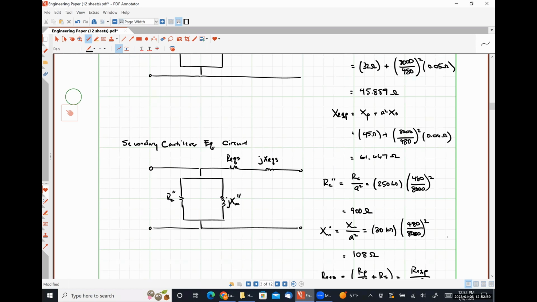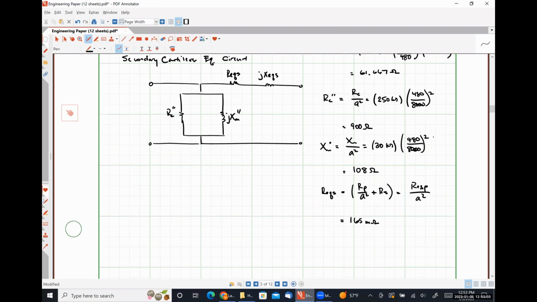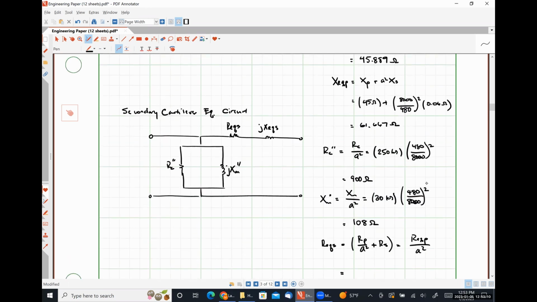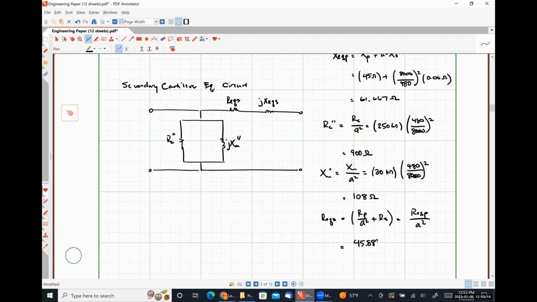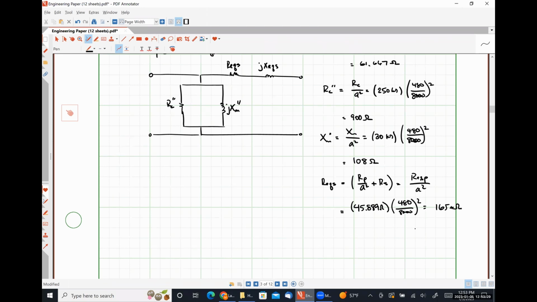So if we have the primary, we can just refer it to the secondary by dividing by a factor of A squared. So either way works. So let me numerically write this down. 45.889 ohms times 480 over 8,000 squared is 165 milliohms. Yes, ma'am. I didn't really turn it into the second equation so much as I know what my primary referred equivalent resistance was. And usually if I have a resistance on the primary side and I want to refer it to the secondary side, I divide it by a factor of A squared.